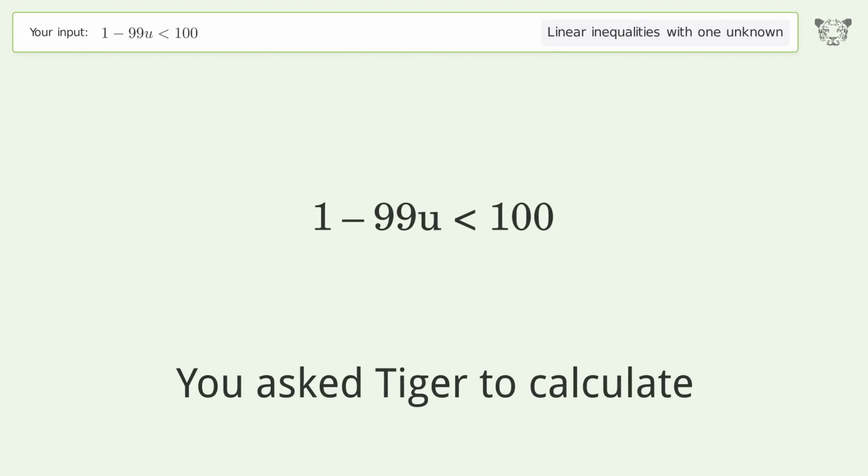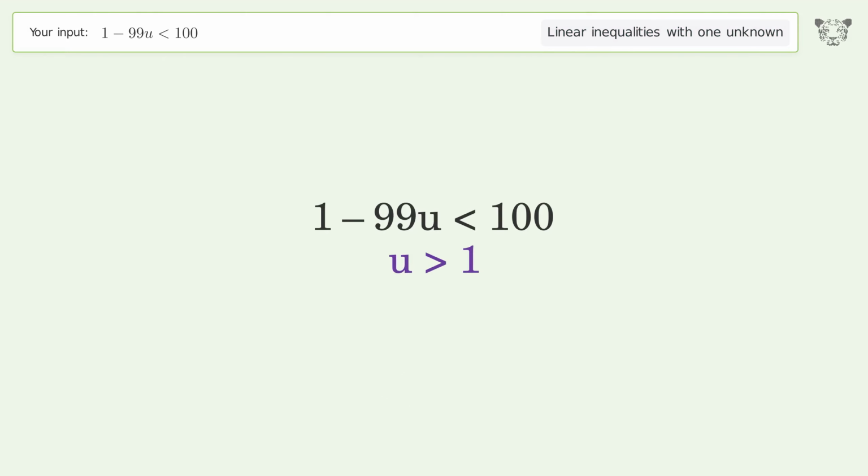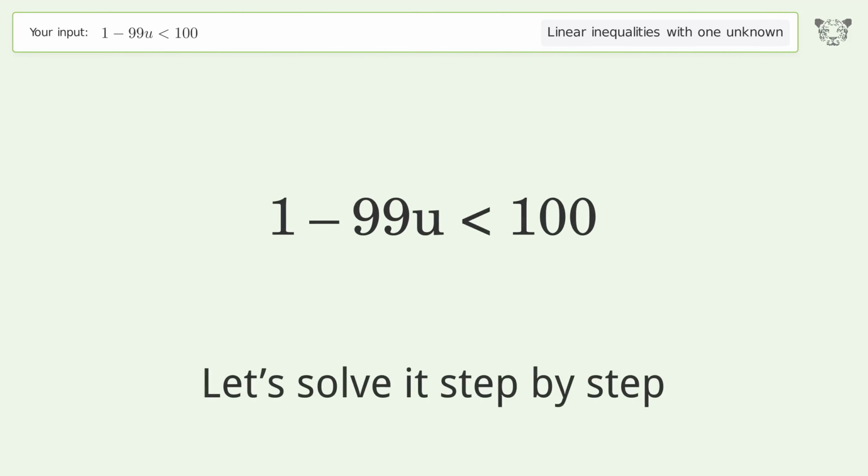You ask Tiger to calculate. This deals with linear inequalities with one unknown. The final result is u greater than -1. Let's solve it step by step.